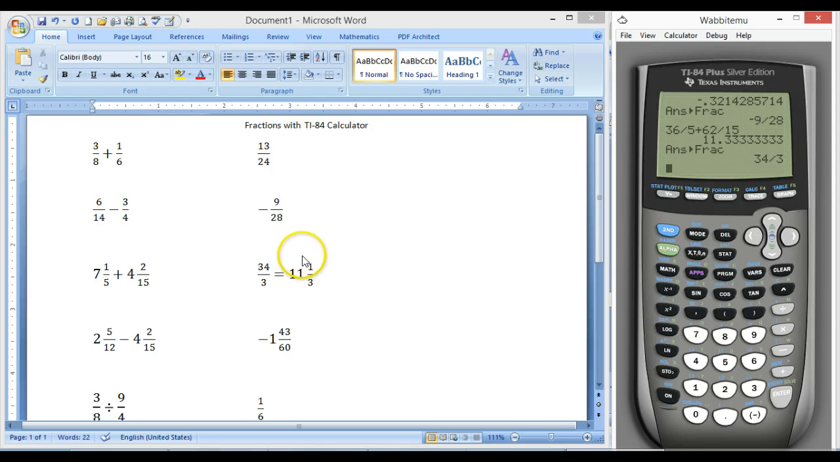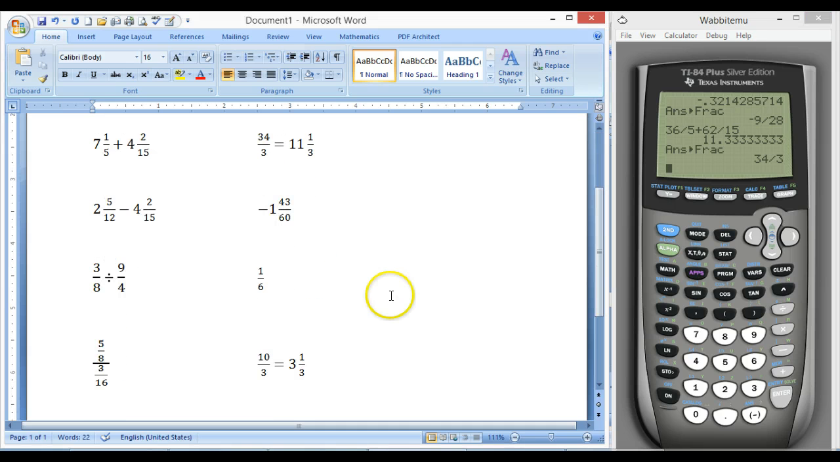If you want your answer as a mixed number, you actually have to go through and do 3 goes into 34 11 times, which is 33, with one remainder, which is 1/3. And that's how you would do the next one as well with the mixed numbers. Let's go ahead and move on to a division problem, clearing this out.